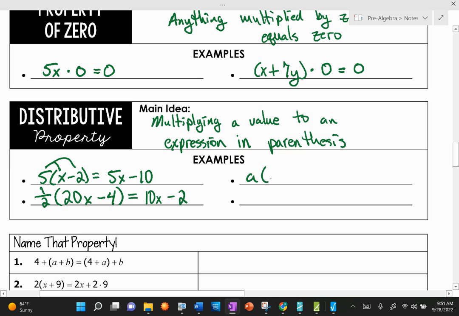Let's say we have A, and then in parentheses, B plus C. What would that equal? I want you to show me what that should look like. Try and fill in those last two. So we've got A, and then in parentheses, B plus C. And then the last one, we've got negative 7, and in parentheses, x minus y.